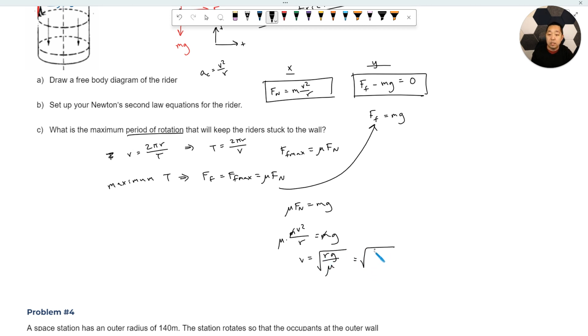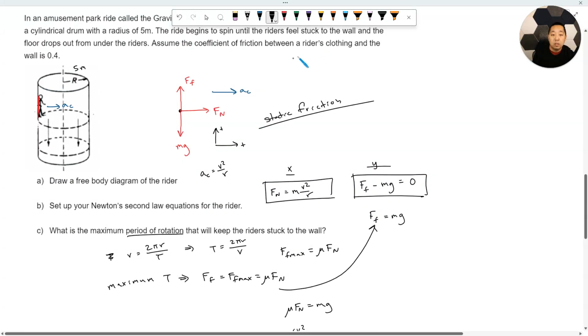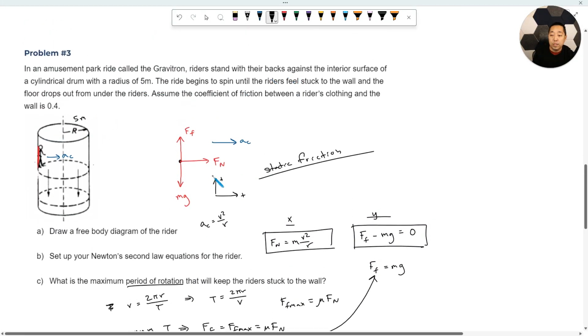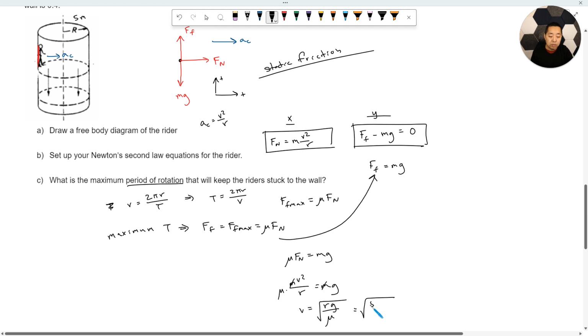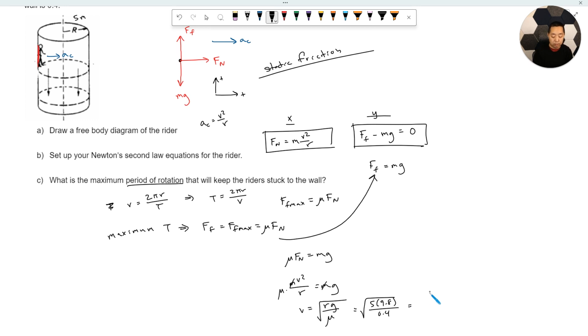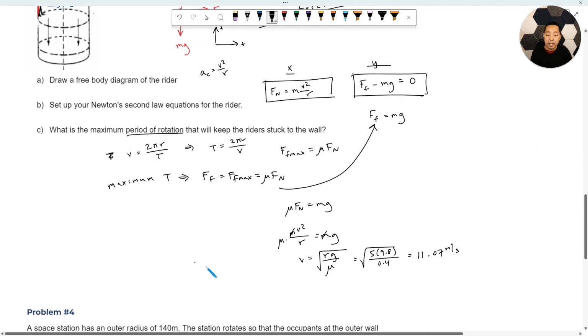What's the radius? The radius is 5 meters, and the mu is 0.4. They told us the coefficient of static friction was that. All right, so that's going to be the square root of 5 times 9.8 divided by 0.4. That's 11.07 meters per second. Okay, so we're going to take that and then solve for T.